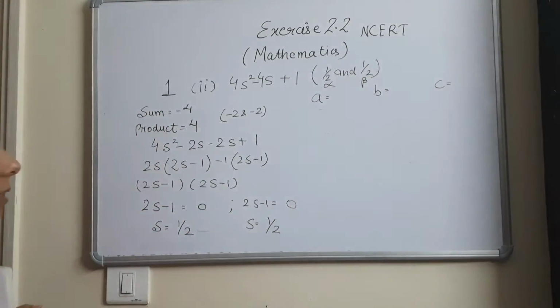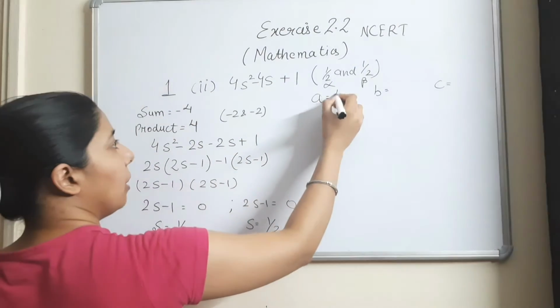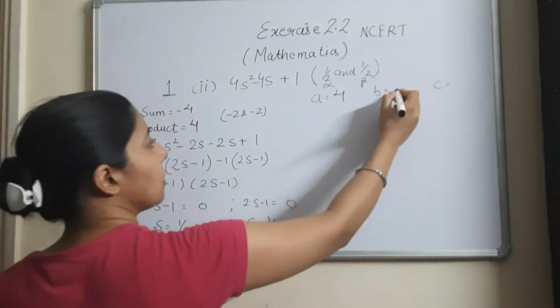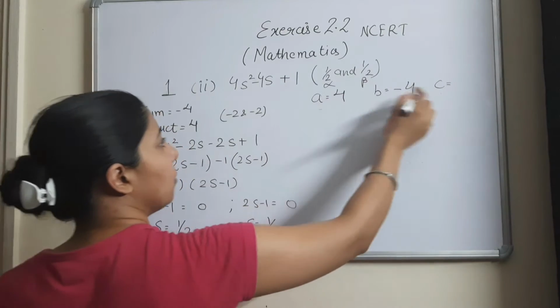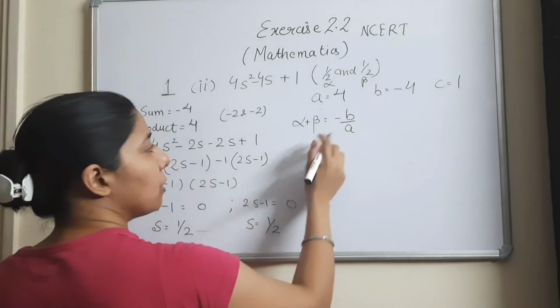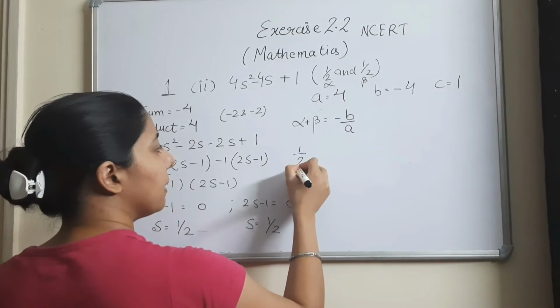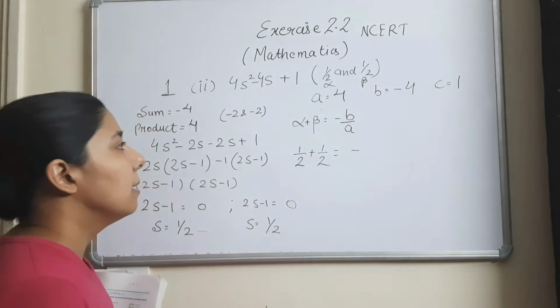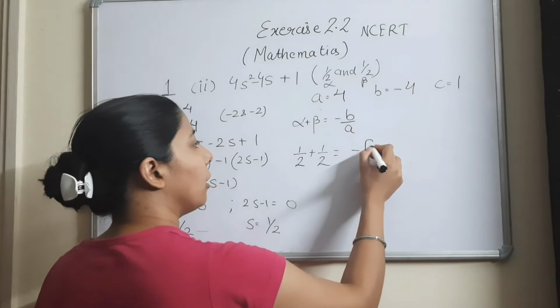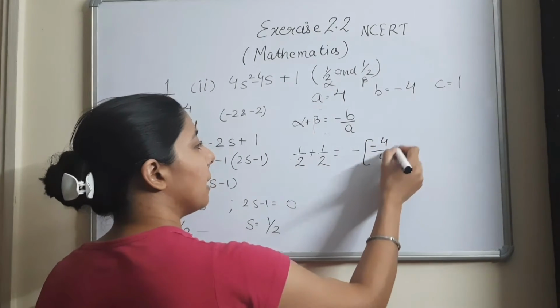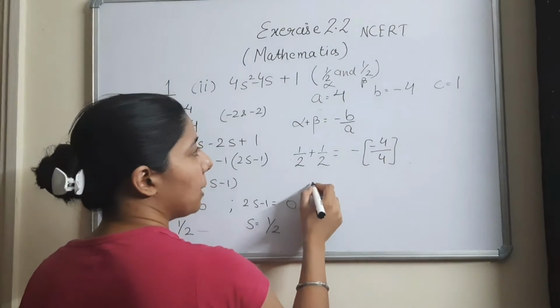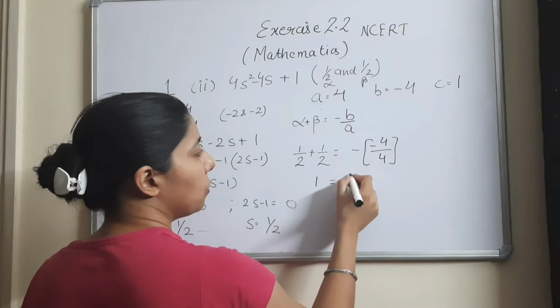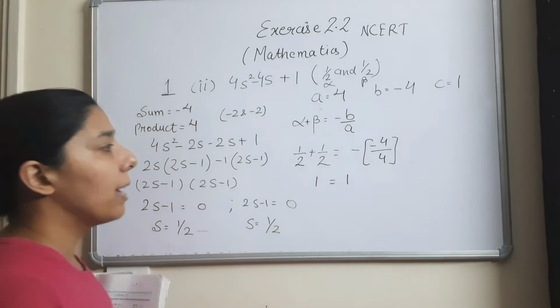Okay. So what is A? A is 4. What is B? B is minus 4. And what is C? C is 1 here. So alpha plus beta is equals to minus B by A. It can be written as 1 by 2 plus 1 by 2 is equals to minus of, what is B, minus 4, and what is A, 4. So 1 by 2 plus 1 by 2 is 1, equals 1. So the result is verified here.